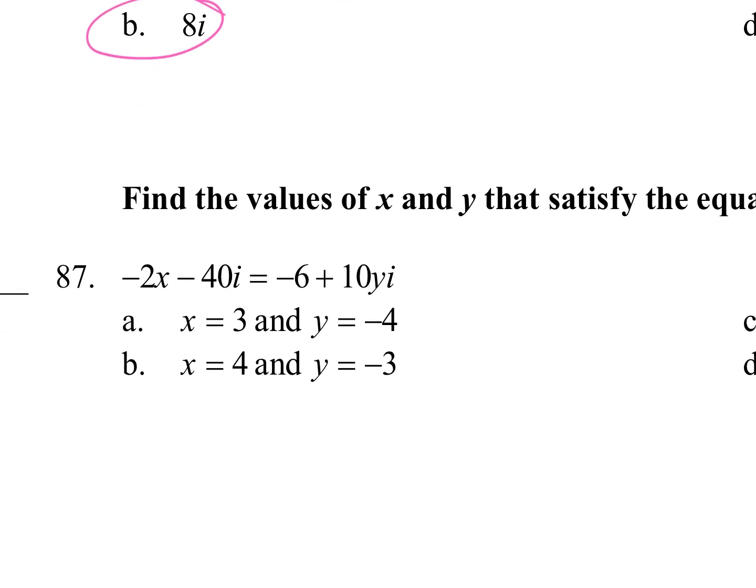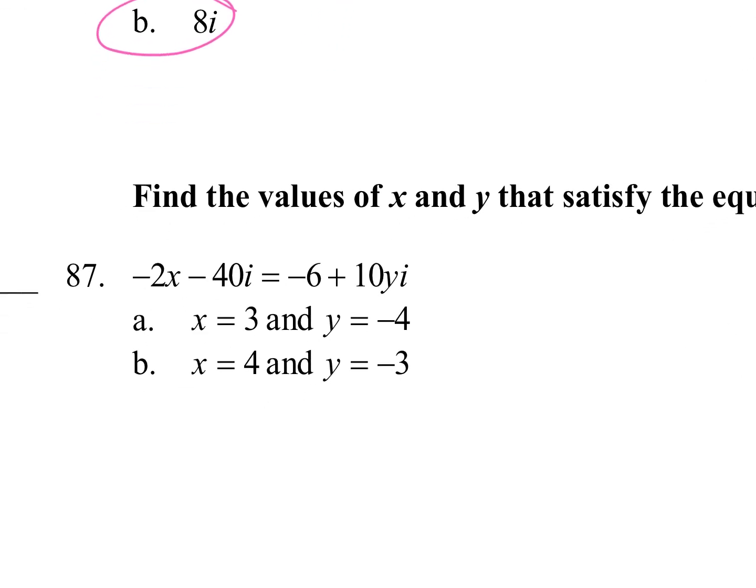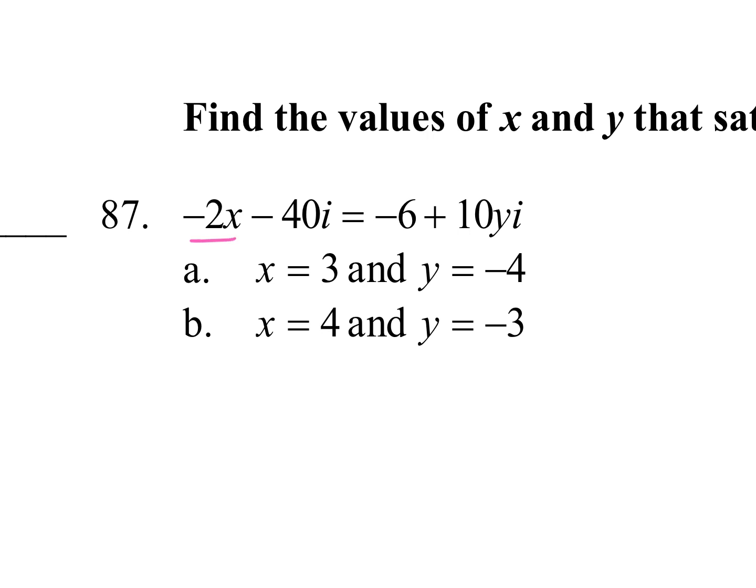For 87, we have to find the value of x and y that satisfy the equation. So we set the real parts equal to each other, and then the imaginary parts equal to each other. So here I have negative 2x is equal to negative 6. Solve for x, we divide by negative 2. So what does x equal? 3.